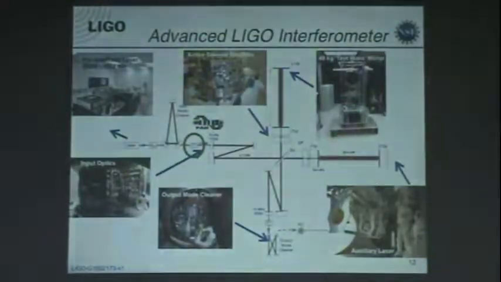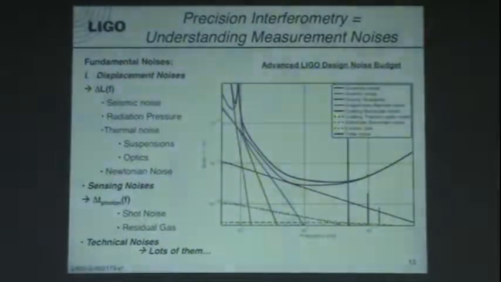All right, so in order to make this work, you have to understand where the measurement noises come from. In other words, what kinds of things will affect your measurement of the displacement, or what kind of things will affect the photon counting that you do at the photodetector. And so they fall under displacement and sensing noises.